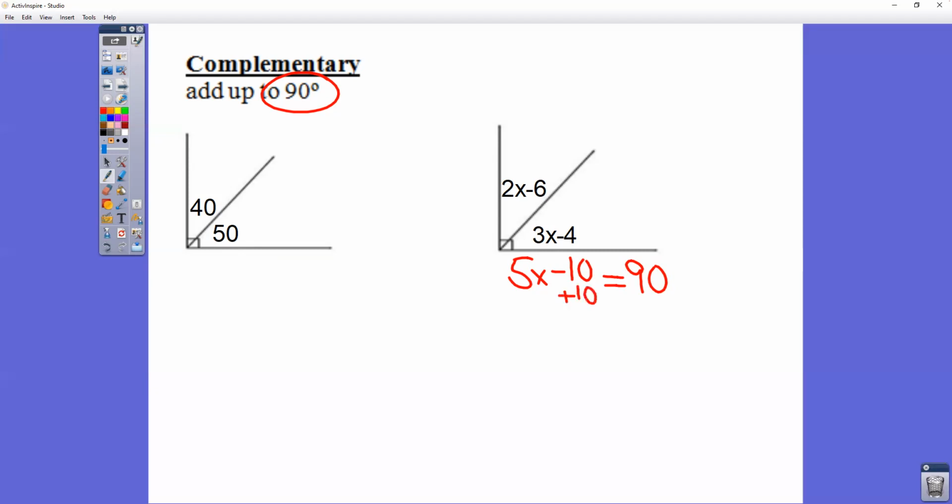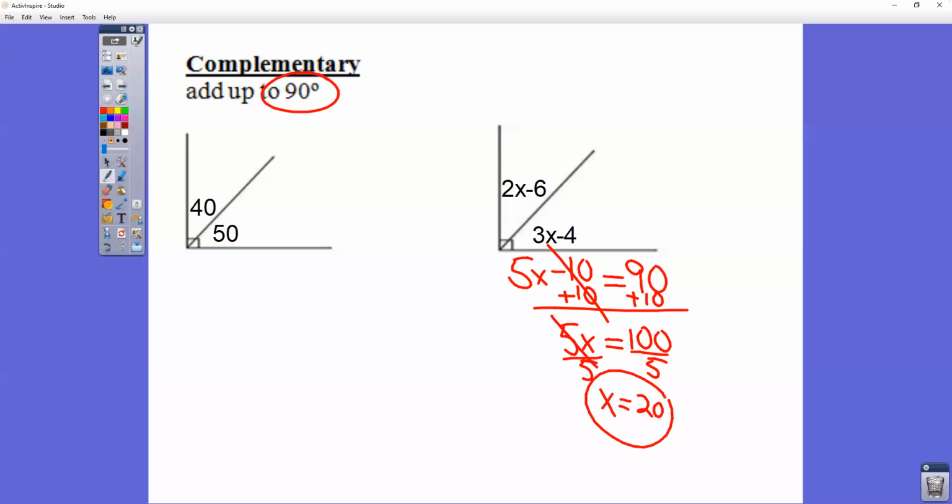We always get rid of the plus whatever or minus whatever first. So we're going to do +10 and +10 first. Those 10s cancel out. Bring down your 5x, bring down your equal sign. 90 plus 10 is 100. Now it's just a 1-step equation. So we want to divide by 5, and you get x equals 20.